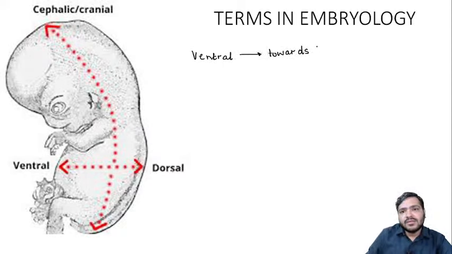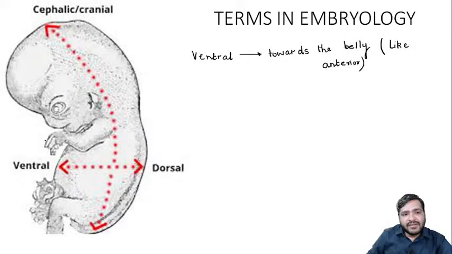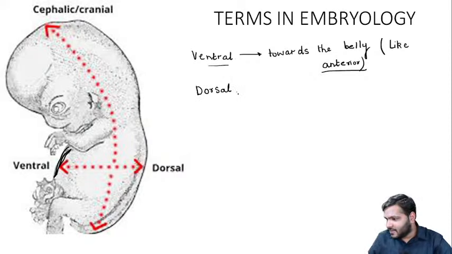Ventral basically means towards the belly, or it is like the anterior part. So ventral is basically compared to the anterior part. You can see that this is the structure of a developing embryo, and the ventral is that part which is the belly part, and more or less it is comparable to the word anterior. Apart from that, guys, try to remember another term that we are using in embryology, it is the dorsal one.